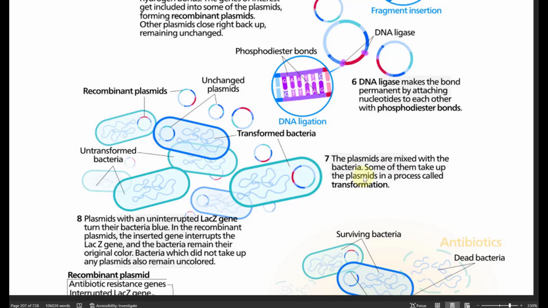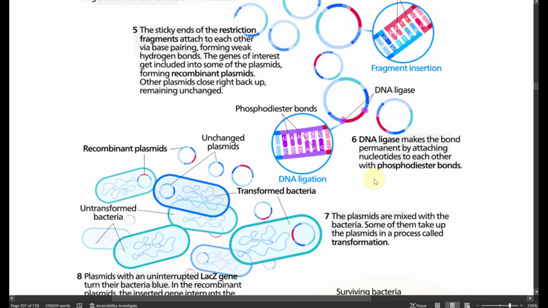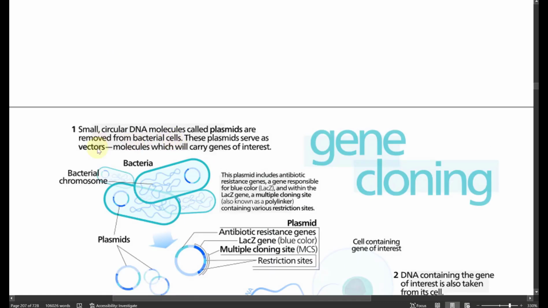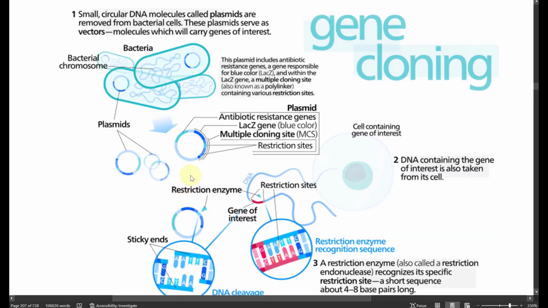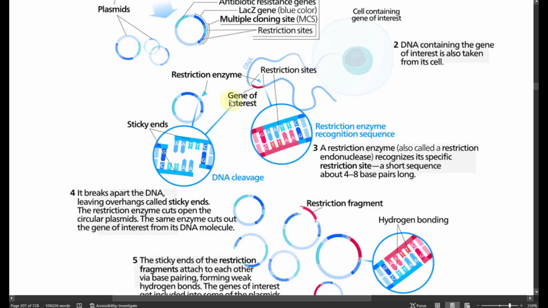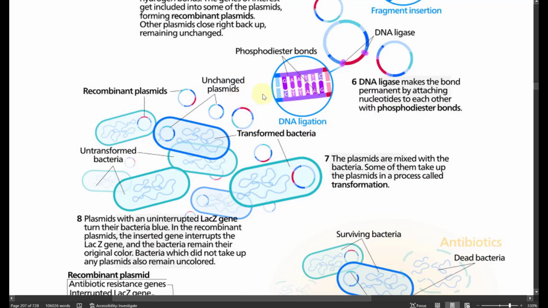Some of them take up the plasmids in a process called transformation. And note that initially we would take out these plasmids from this bacteria. So you take them out for the ones that have the blue color gene as well. Yeah, so there's a gene responsible for blue color. Take them out, and then they won't be blue anymore.